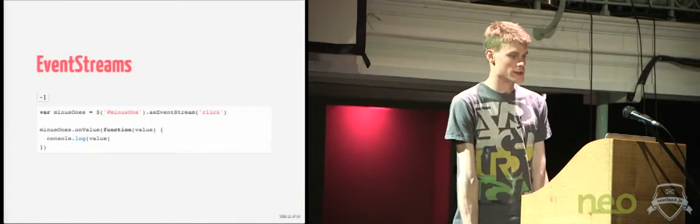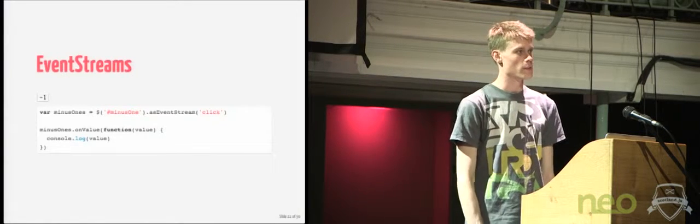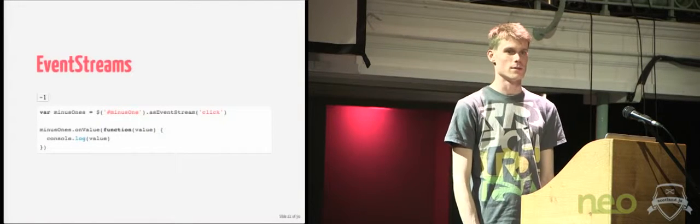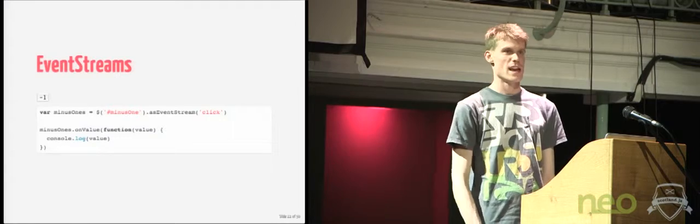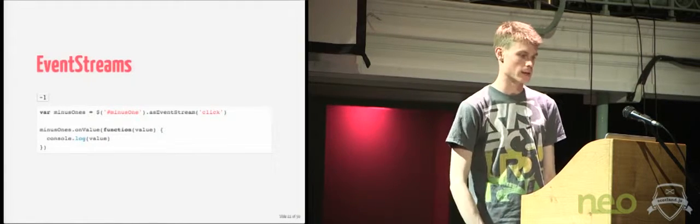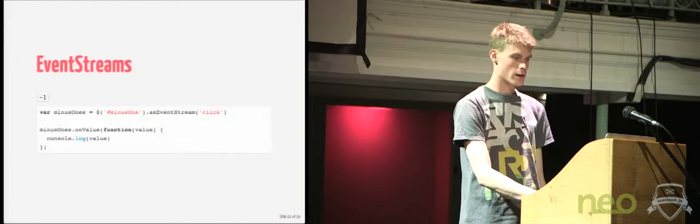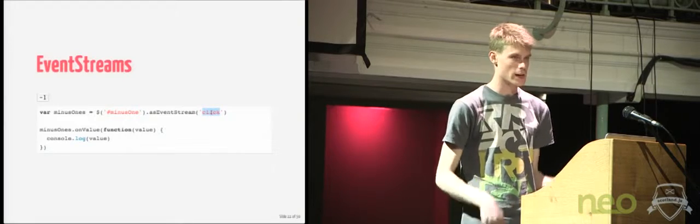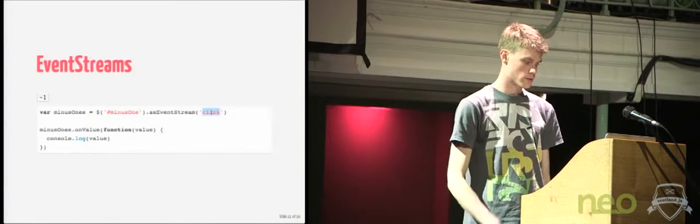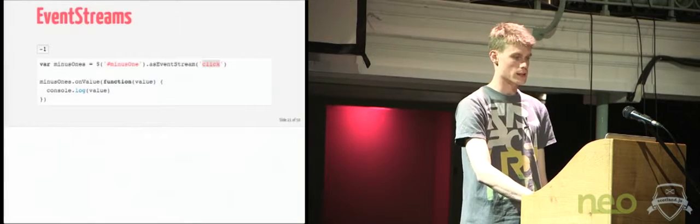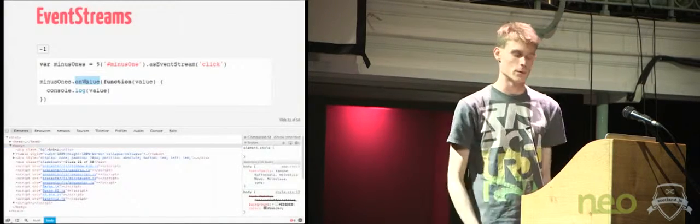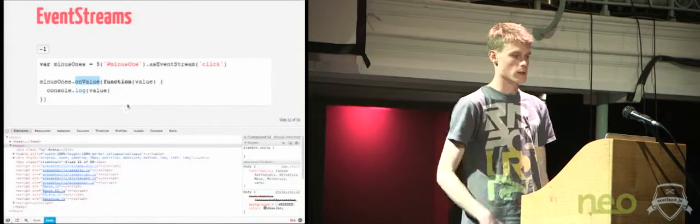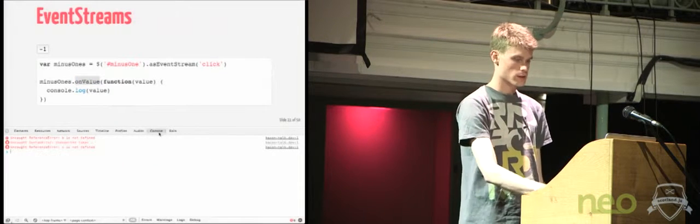So the first thing that Bacon gives us is event streams. Event streams represent a list of events in time, kind of like that array of plus and minus ones I showed you, except instead of being indexed by position in an array, they're indexed by time. So we can create an event stream off of a jQuery object on the click event, and we'll then have a stream of events. I've subscribed to that stream, which is kind of like a pub-sub system almost. So I can subscribe to values in that stream, and in this case, I'm just going to console.log the values.